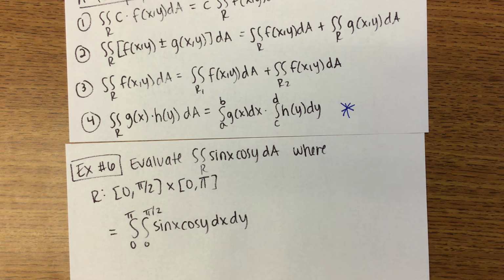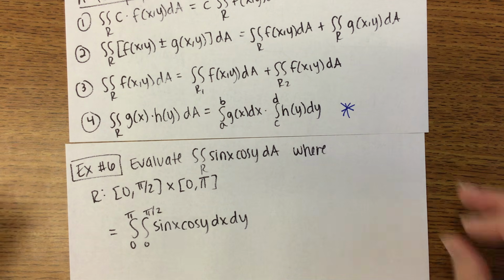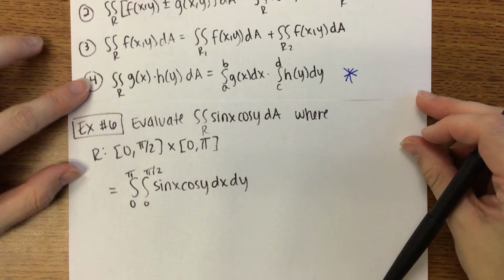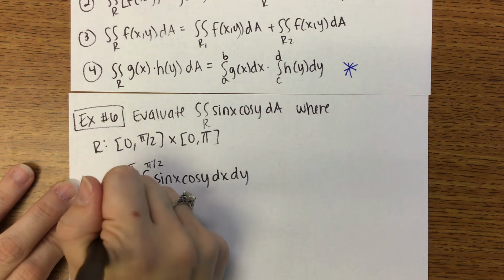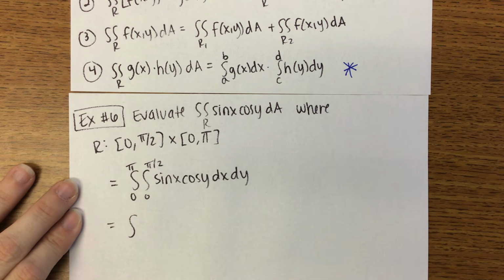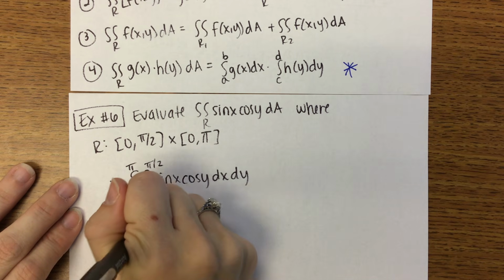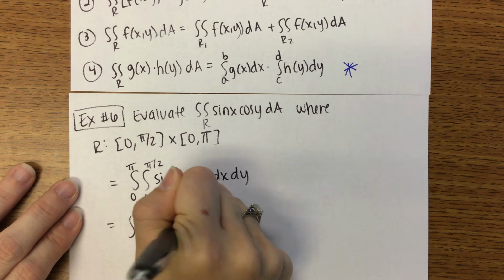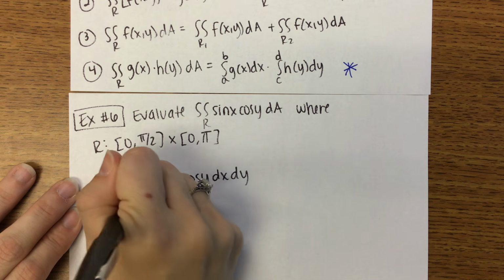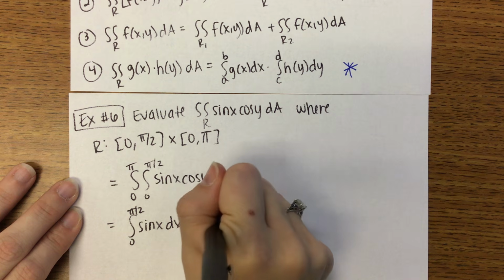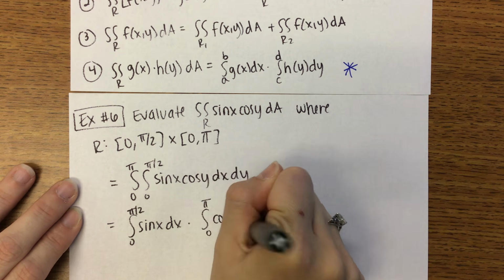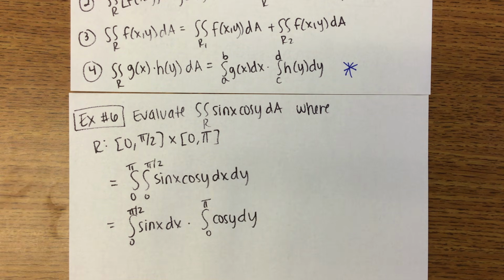In this case, it's not easier one way or another in terms of the order of integration. But what you should notice is you have a function of x and a function of y. So what you can do is split this up. I can integrate that sine of x, and x is that 0 to pi over 2. I can integrate that y, and then I can multiply my results.